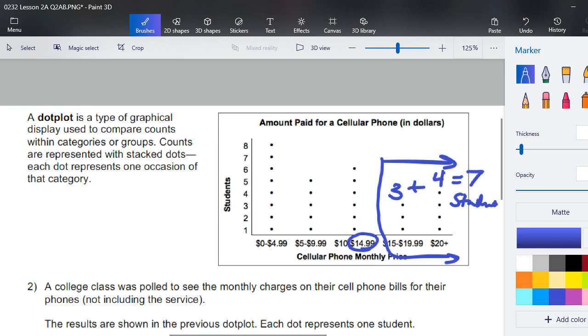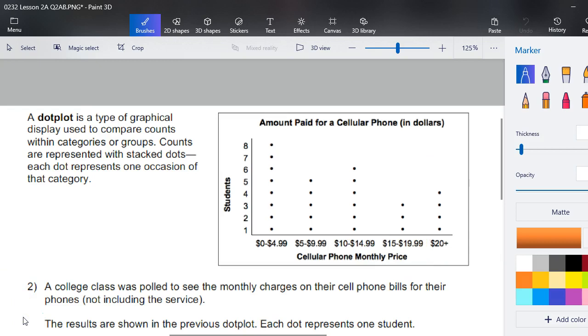Moving on to question D, how many students paid more than $20 per month for their phones? More than $20 per month? Well, not sure, because if it's more than $20 per month for their phone, this is exactly 20 plus. So I'm going to put 4 students with a little question mark. I bet this one's supposed to mean $20 or more. So as long as you get the idea of how to read a dot plot, that's what these questions are teaching us.